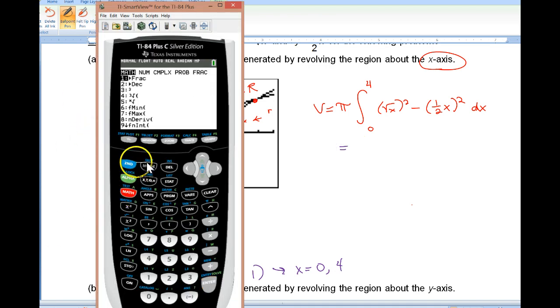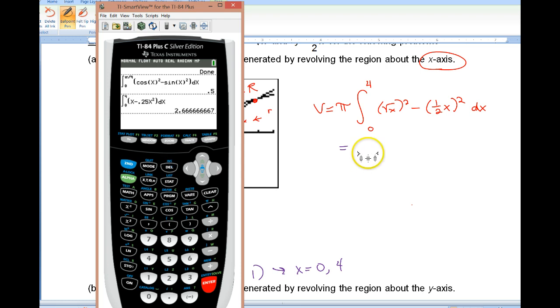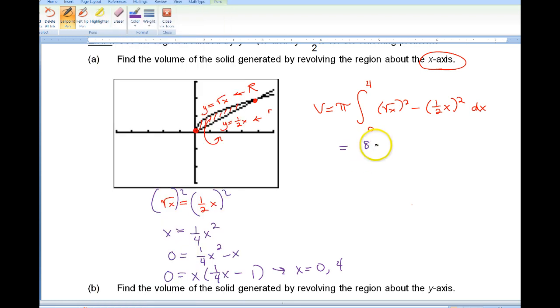So math 9. So square root of x squared will just be x, minus 0.25 x squared, dx. So 2.6, so 2 2/3 or 8/3 repeating, 8 pi over 3. Or multiply it out and change it into a decimal. Decimals are going to be completely fine for this class. It's fine if you write everything.